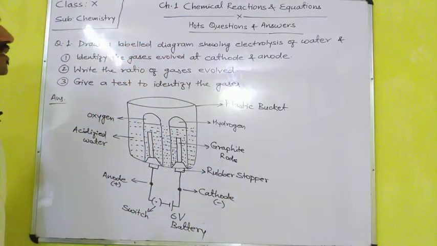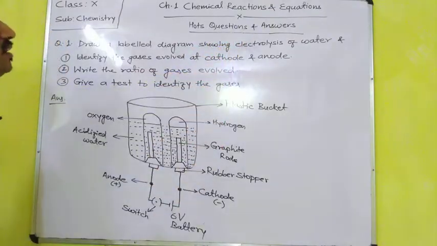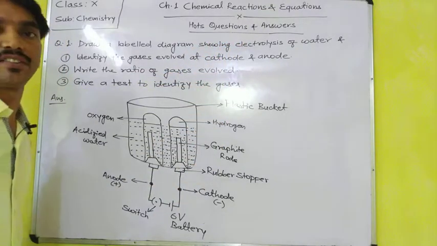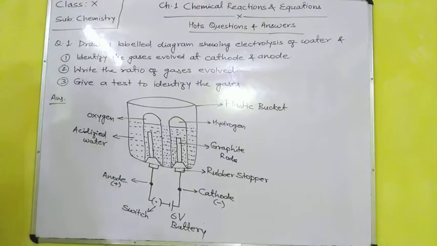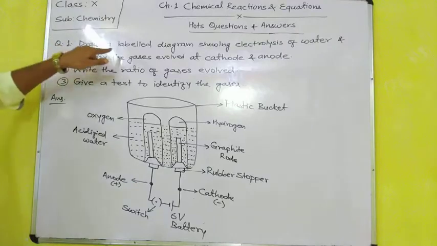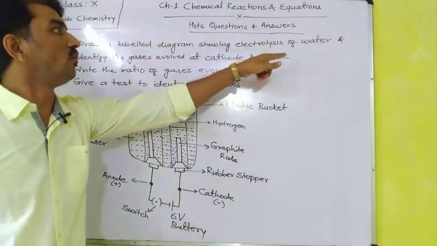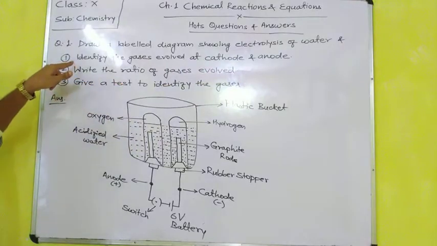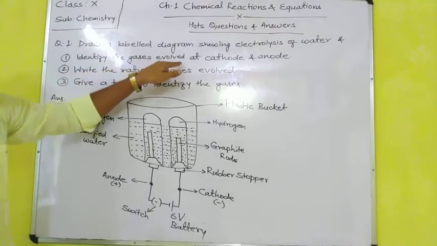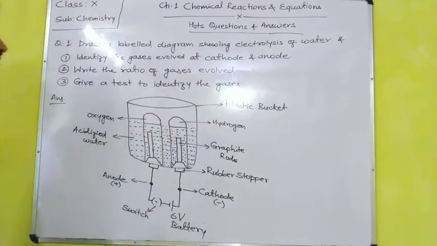Today we will discuss one more session of HOTS question answers of class 10, chapter 1, Chemical Reactions and Equations. In the first question which I have brought, draw a labelled diagram showing electrolysis of water. First, it asks to identify the gases evolved at the cathode and at the anode.